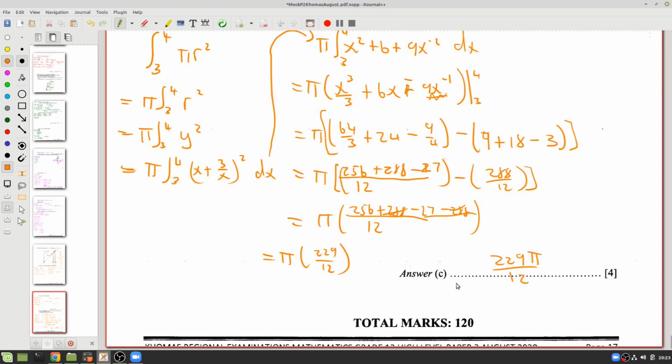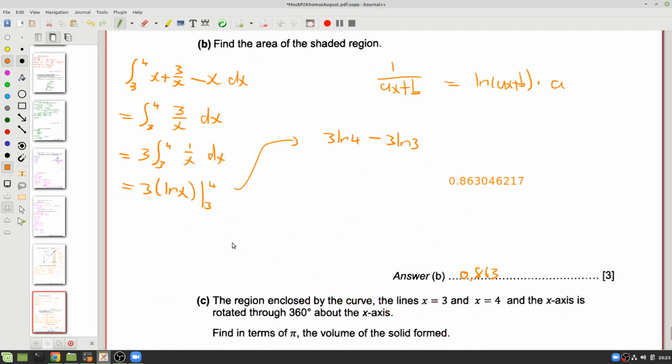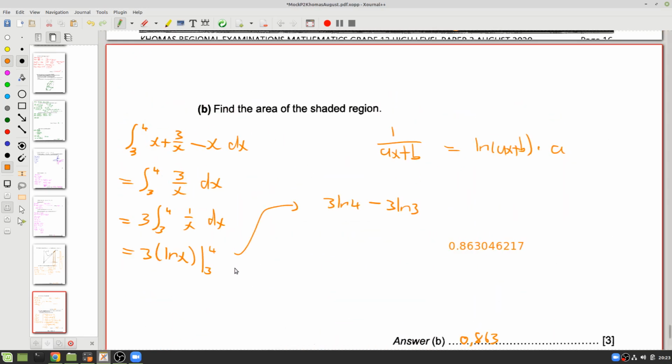Alright, so that is it for this question paper 2. And again, if you use any other methods, that's fine. Maybe something I can think of is over here, the area of the shaded region. What we could have done is calculated the area of the curve, so x plus 3 over x, area underneath that curve, minus the area underneath the straight line. So this is exactly the same as combining them into one. You can choose either method, that's fine, no problem.